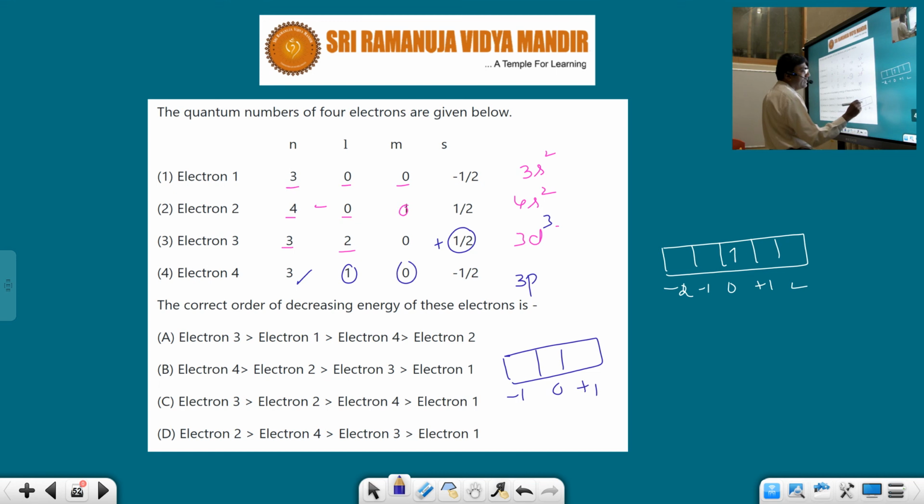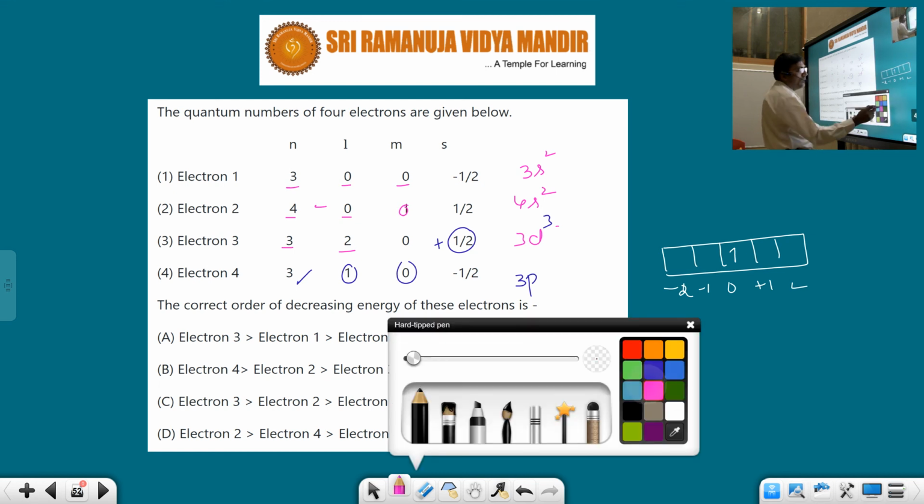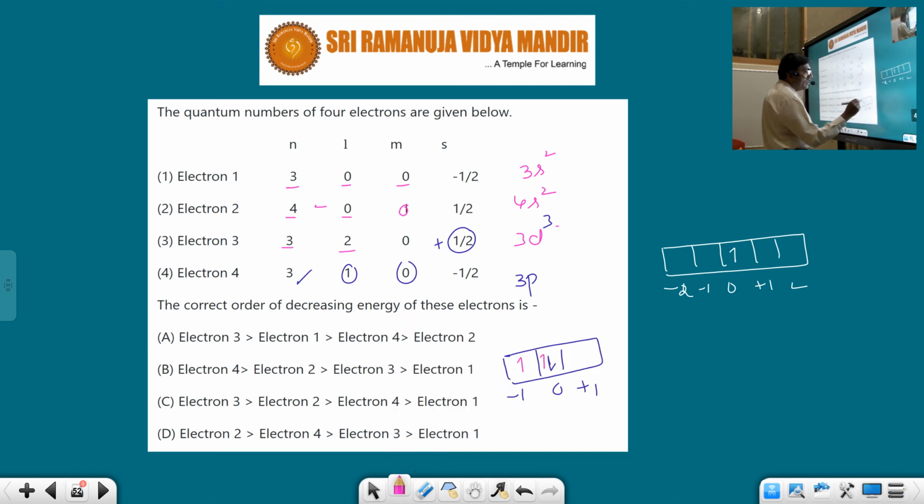But here 0 is given. That means here, minus half. So according to Hund's rule, first it should be singly filled, then only pairing takes place. Right? So the last electron is 3p5. I hope you understood. Now use the Aufbau principle. According to the Aufbau principle, you write the energy levels order. So I hope you understood.